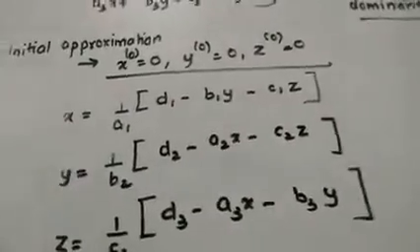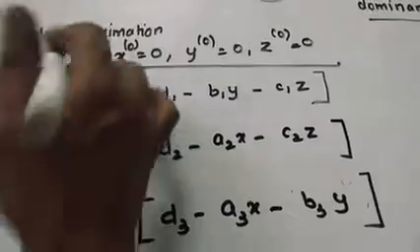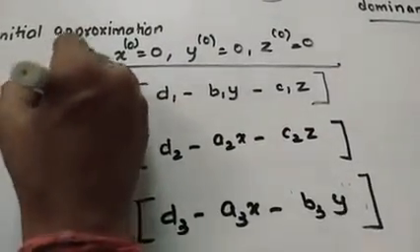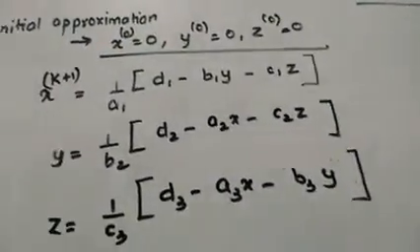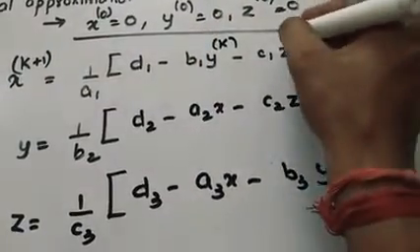Now I will explain what is meant by cyclic here. First of all, we will start with x, so we will write x at the k plus 1 iteration, as we write in Gauss-Jacobi, and this is our kth step, this z is at the kth step.